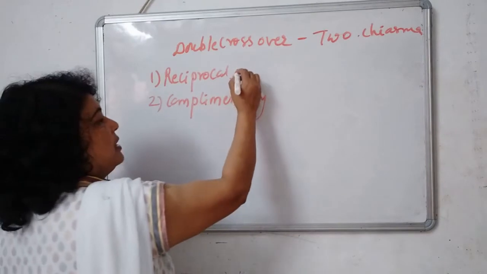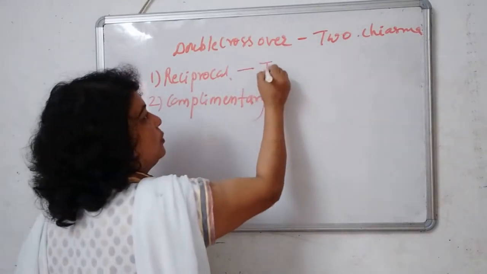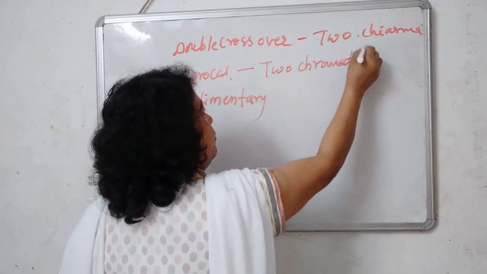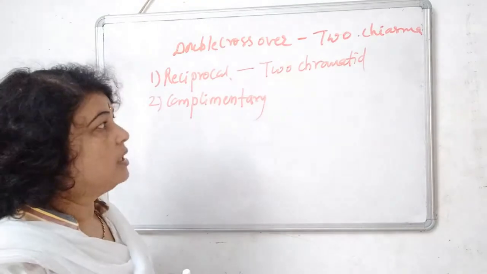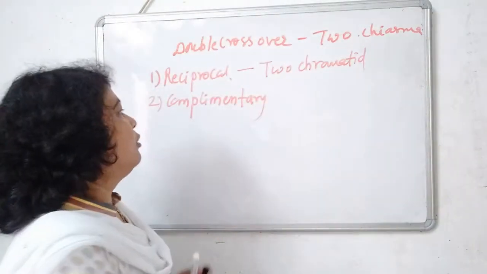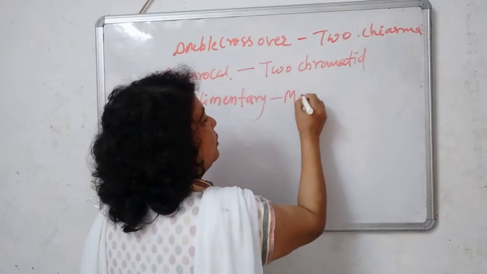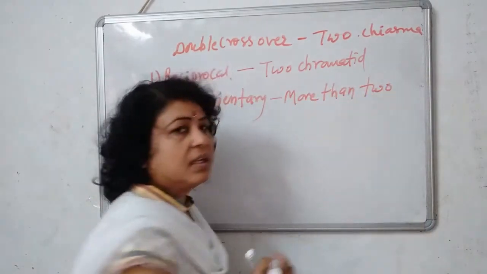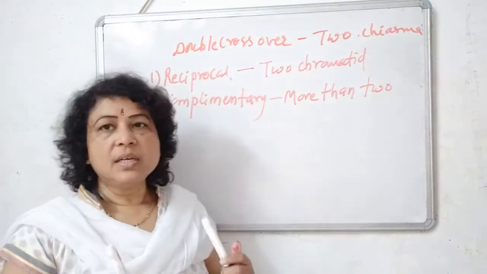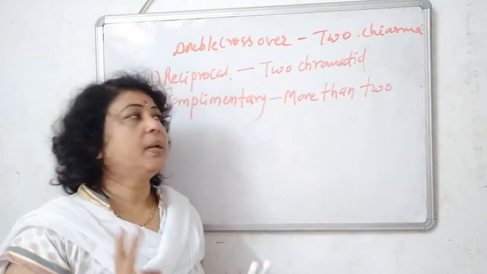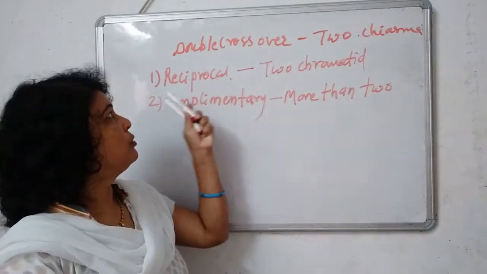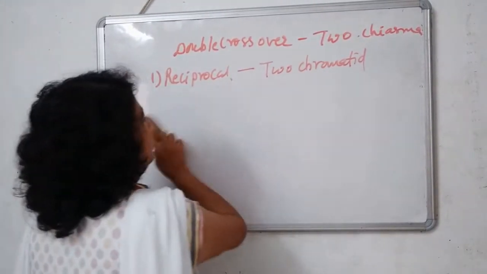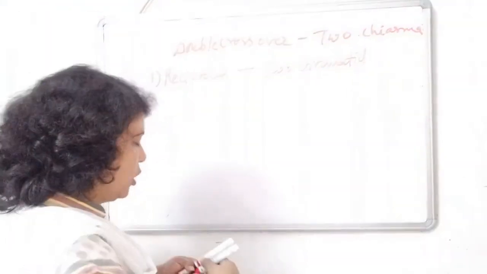The reciprocal means where only two threads, or only two chromatids, are involved in the crossing over or in the formation of two chiasmas. And the complementary means more than two chromatids are involved in formation of the chiasma, and the chiasma at two places. Therefore, complementary double crossover and reciprocal double crossover. So we will discuss the first one, that is the reciprocal double crossover.